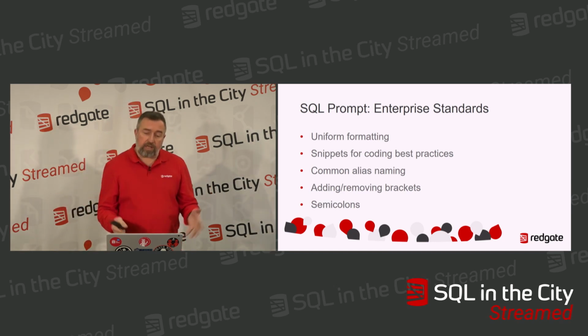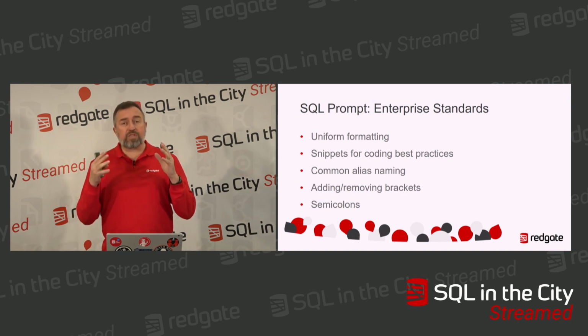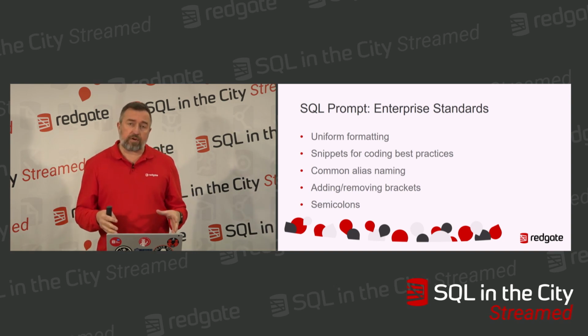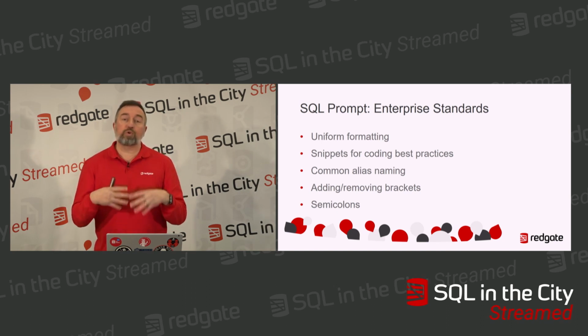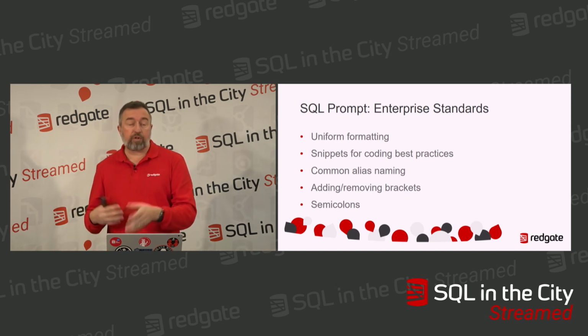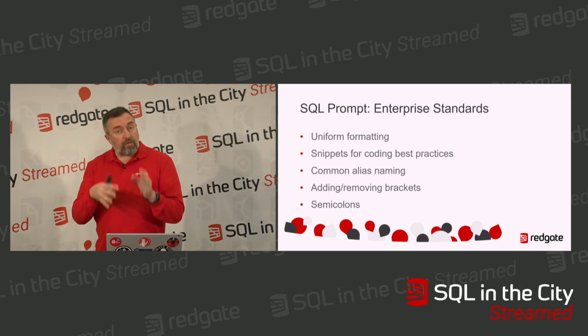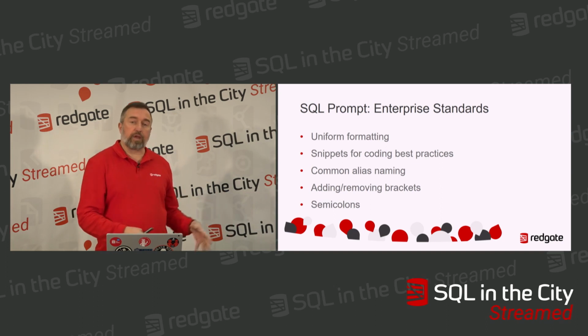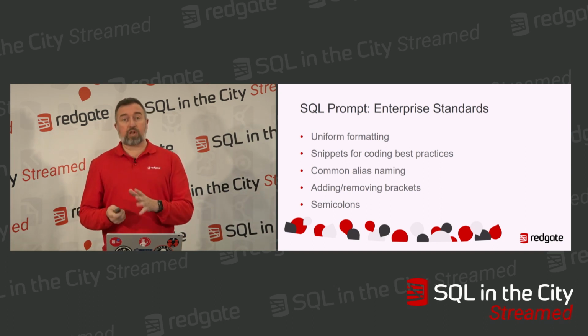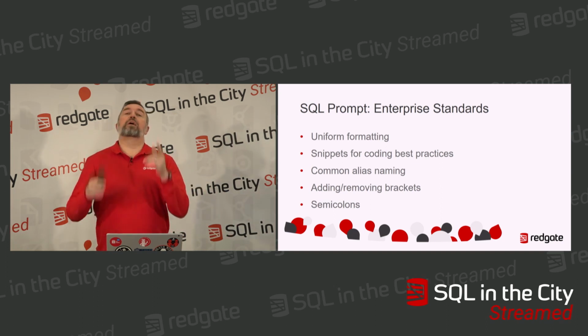Now, all of these things come together to give you a set of enterprise standards. This makes it so that you can define the formatting on your code, you can define snippets, you can define whether or not you put in semicolons, you can define all these things for your entire organization, and then Prompt can lead you through that. And that's great. It's good stuff, gets you through the day.